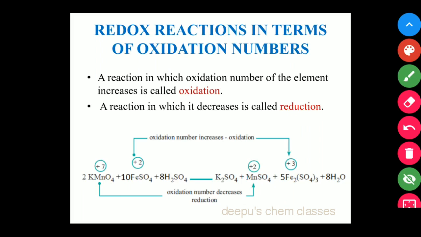Similarly, in ferrous sulfate, the oxidation state of iron is +2. But the oxidation state of iron in the product, ferric sulfate, is +3. So +2 is changed into +3. The oxidation number increases. If the oxidation number increases, what is the process called? Oxidation. So the overall process involves both oxidation and reduction. So it is a kind of redox reaction. Do you understand?